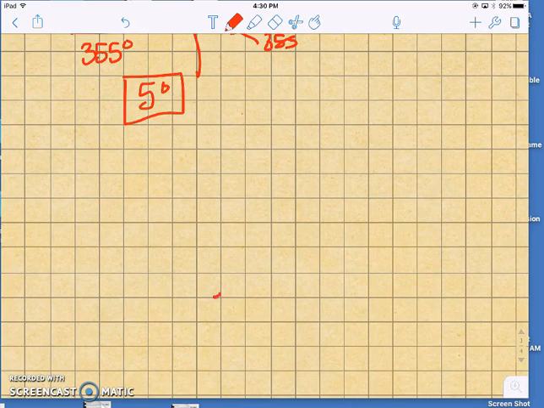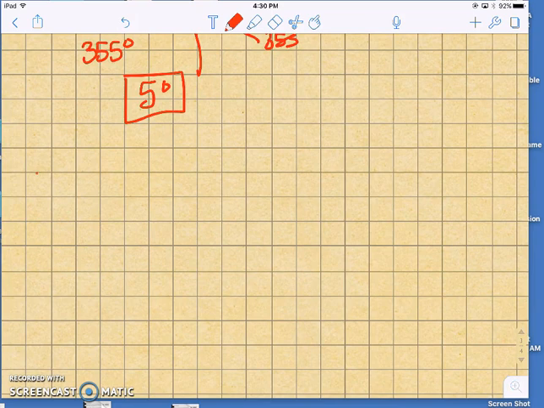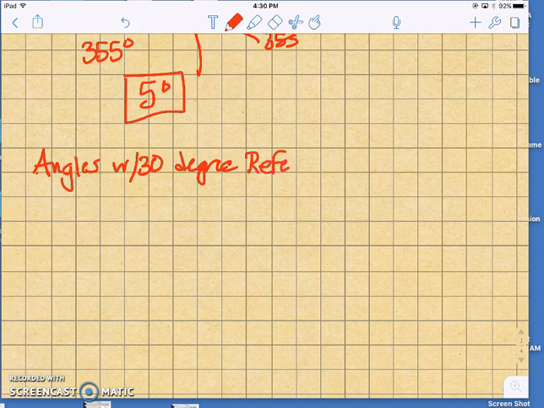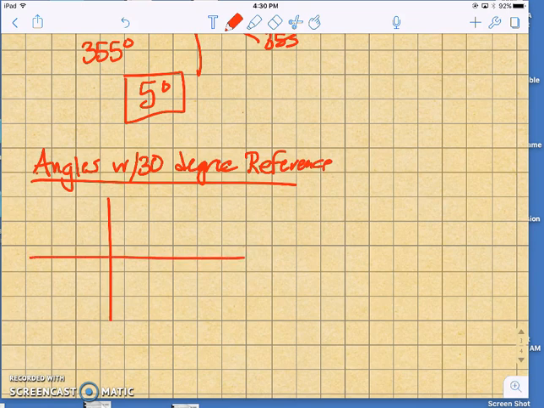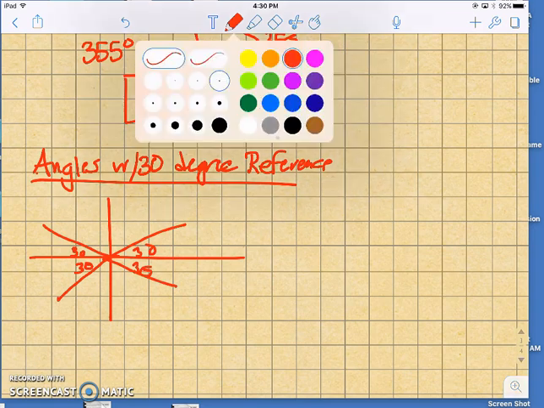Now in a couple days we're going to talk about our special right angles. So right now what we want to know is, what are the angles with a 30-degree reference angle? So when we look at that, we have all these different 30-degree reference angles. It could be here, here, in the third quadrant, or in the fourth quadrant. So what are these actual angles?